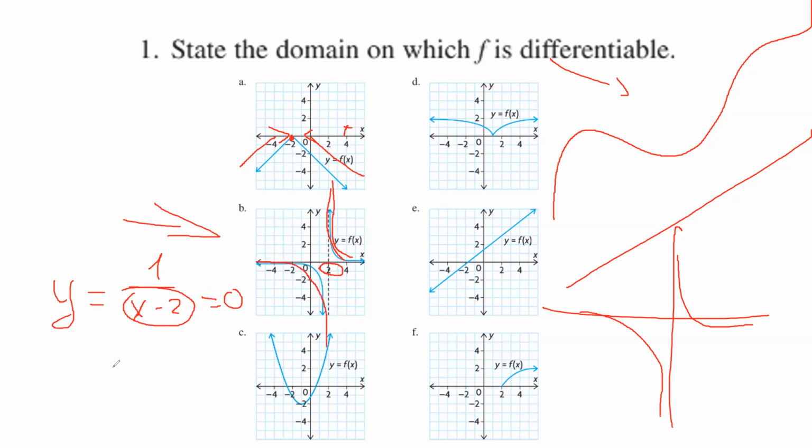As a general rule, if you see that x is in the denominator, and you can find the value of x when the denominator equals 0, it means that the function is not differentiable at this point.